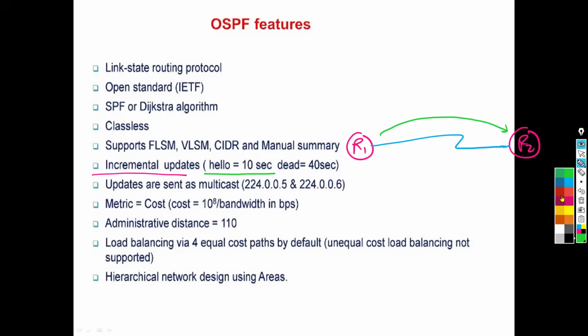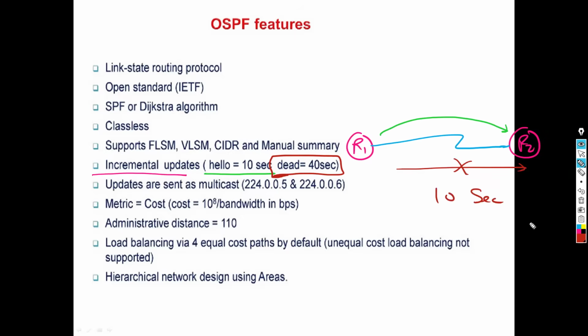Now, what is the dead interval? For example, R1 is down and R2 is not receiving any hello packet. The hello timer is 10 seconds. So if the first hello packet is missed, because R1 is not available, then R2 will wait. In this case, R2 will wait for three more hello packets.